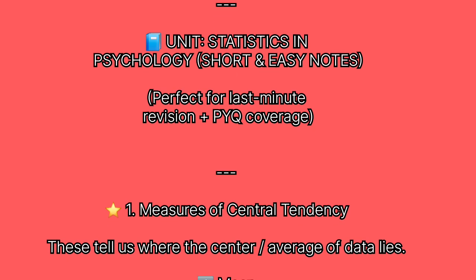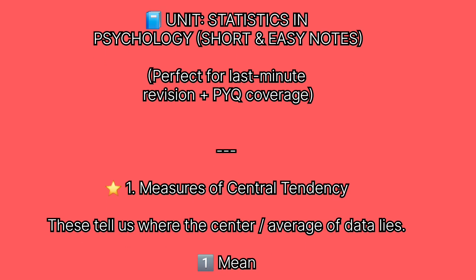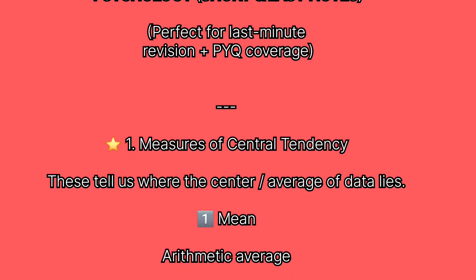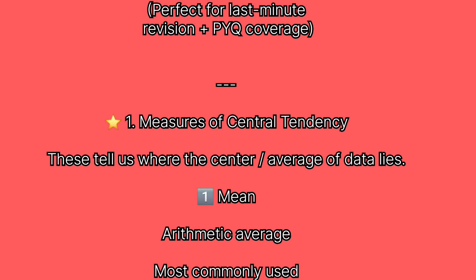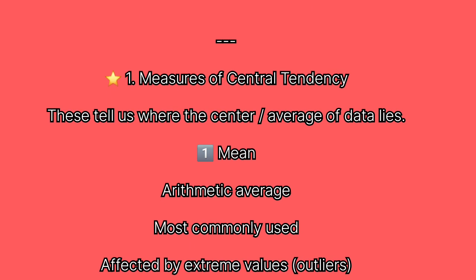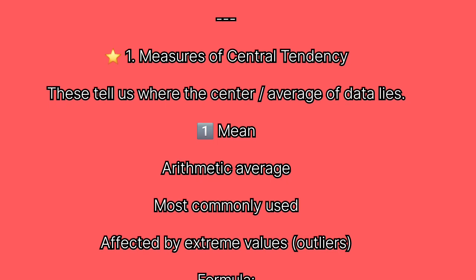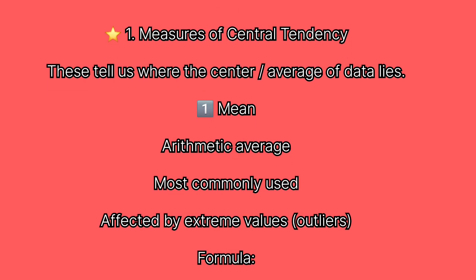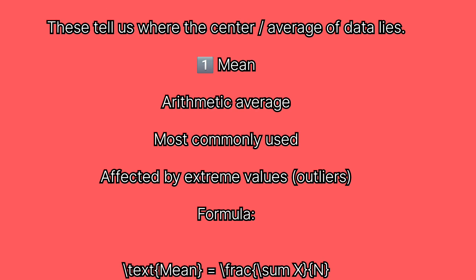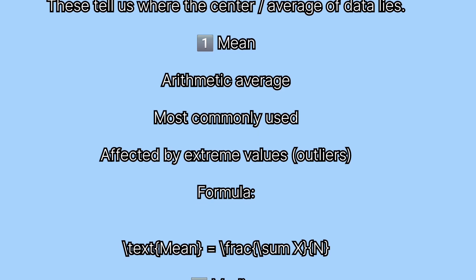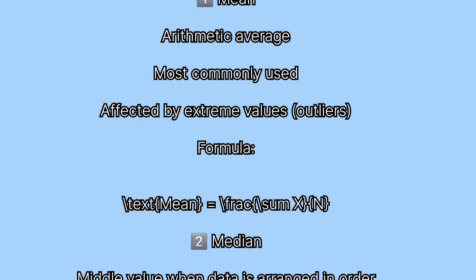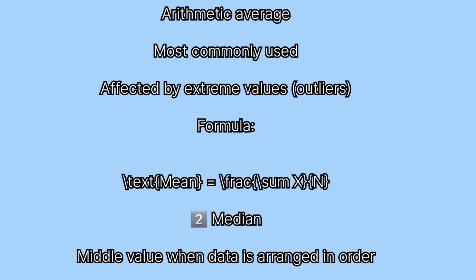The first is measures of central tendency. How can we measure where the center or average of the data lies? That is called the mean. Okay, that's central tendency. Mean is like the middle, the arithmetic average. It's the most commonly used method, but it is affected by extreme values or outliers. And the formula for this is: mean is equal to the total sum divided by the number of values.